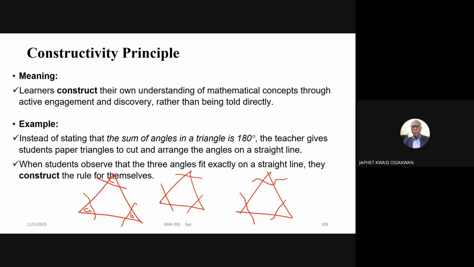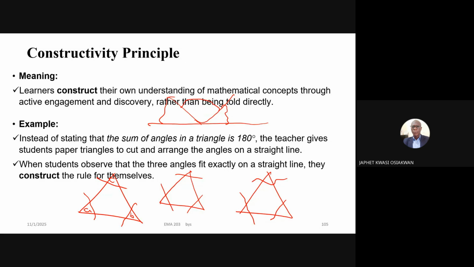Then what do they do with the cutouts? They will arrange the angles. And they will realize that it is forming a straight line. They will realize that the cutout is forming a straight line. Then they will conclude that the angles are equal to 180.